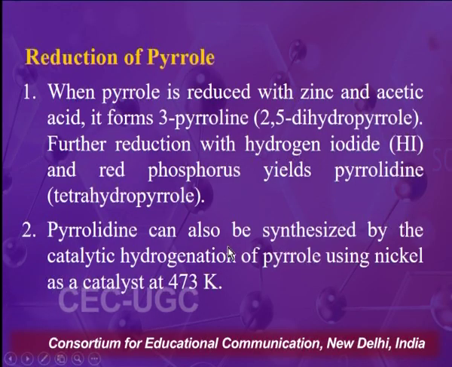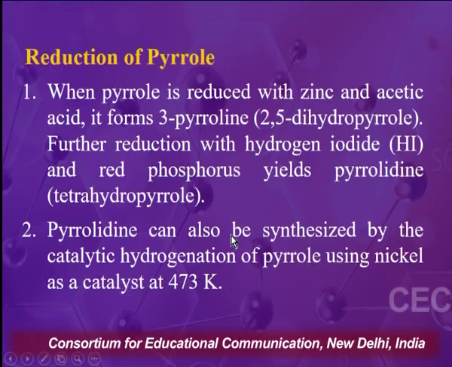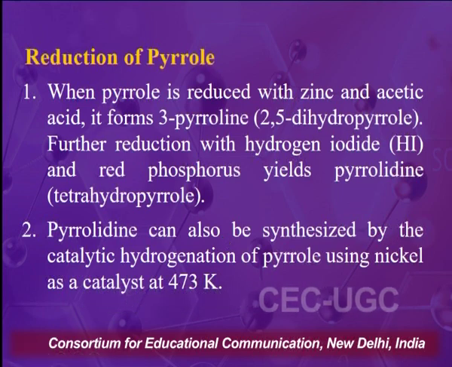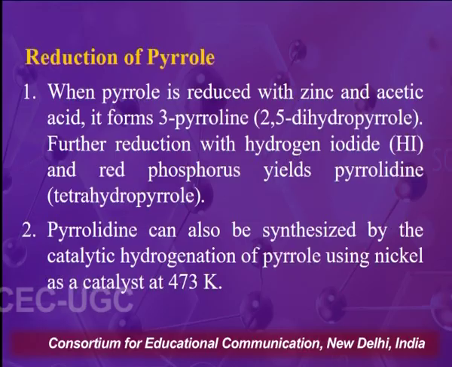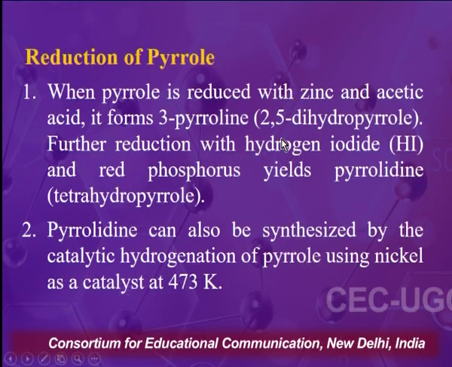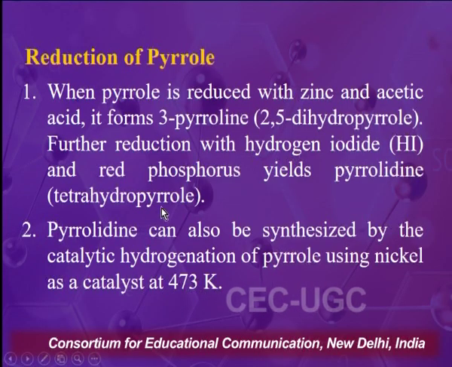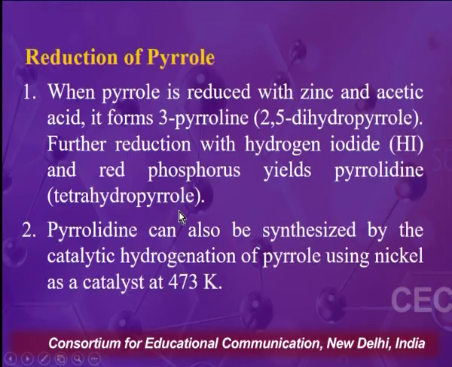Now let me discuss the reduction of the pyrrole molecule. By using different conditions, we can get different products in the case of pyrrole. We can get partially reduced products as well as completely reduced products. So when pyrrole is reduced with zinc and acetic acid, it forms 3-pyrroline, that is 2,5-dihydropyrrole. Reduction with hydrogen iodide and red phosphorus yields pyrrolidine, that is tetrahydropyrrole.